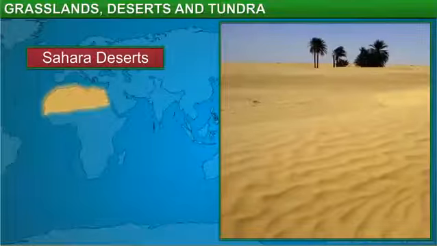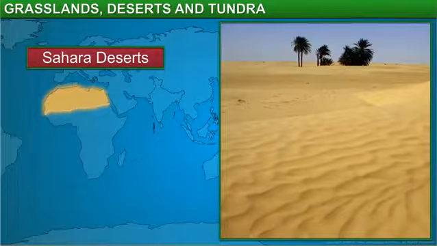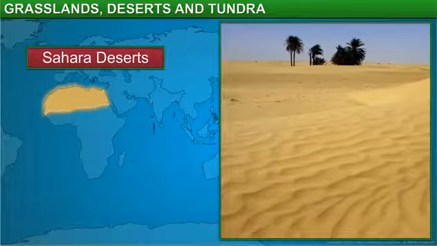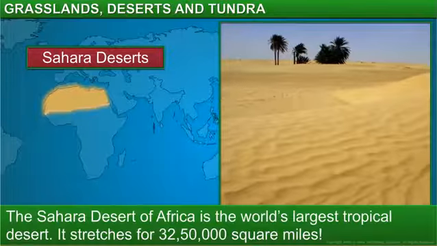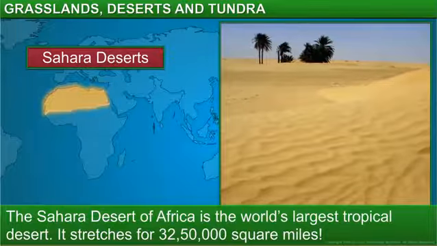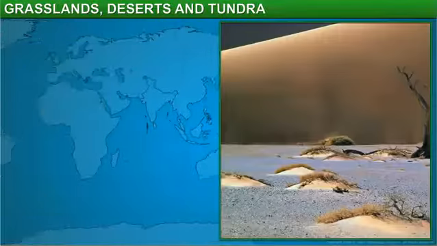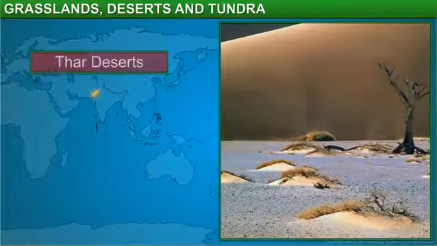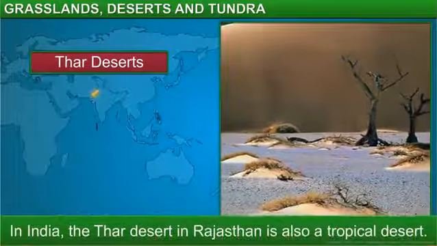The Sahara Desert of Africa is the world's largest tropical desert. It stretches for 32,50,000 square miles. In India, the Thar Desert in Rajasthan is also a tropical desert.